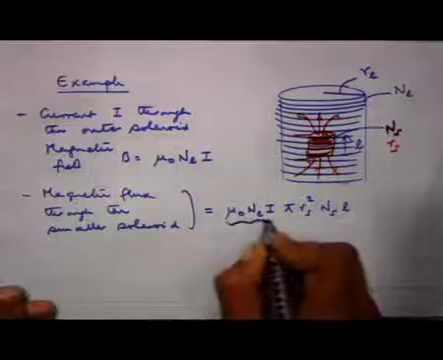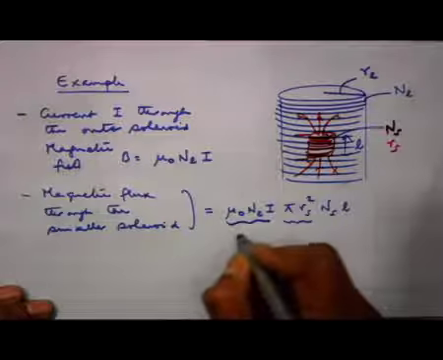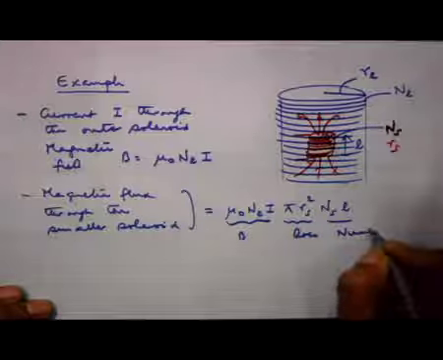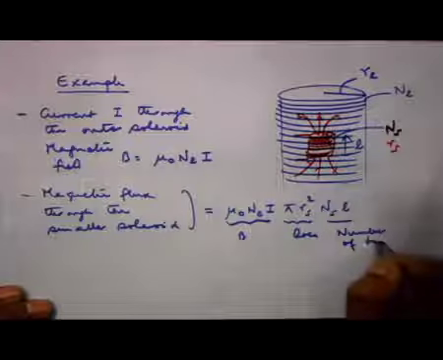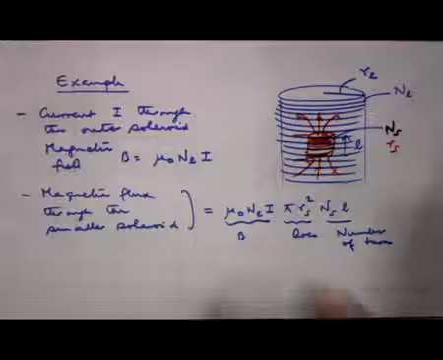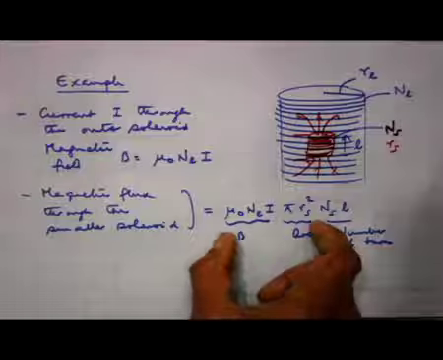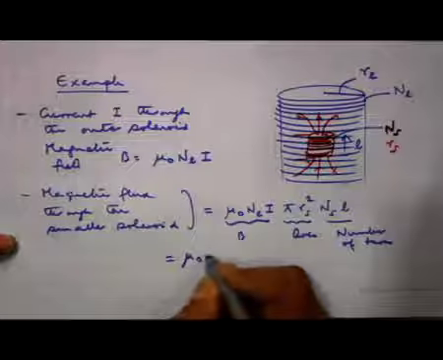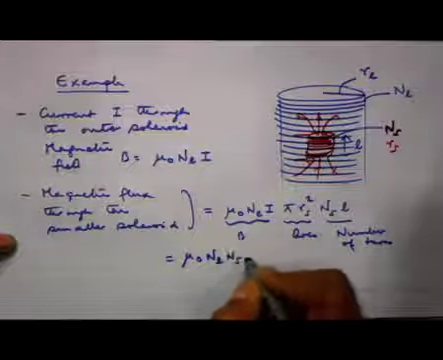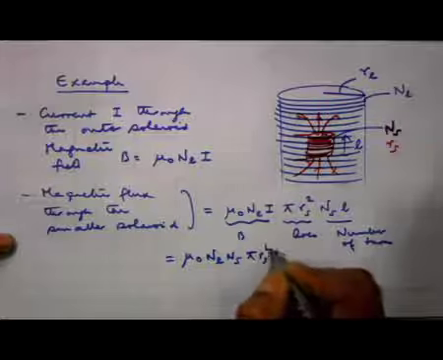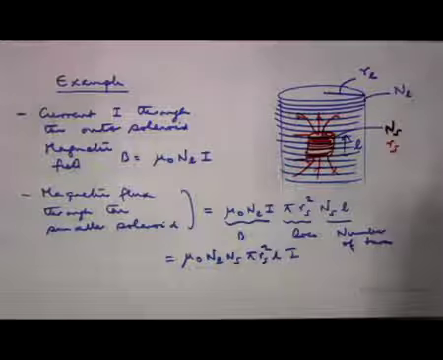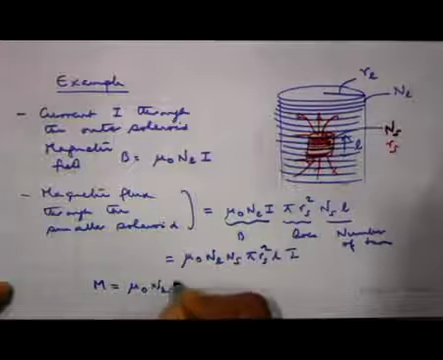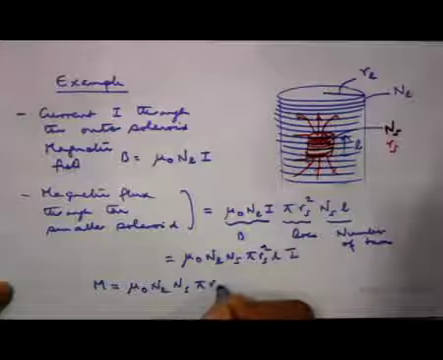So, this is the magnetic field, that is the area, and the number of turns, total number of turns. Please remember that this flux is per turn and there are so many turns. So, this is equal to mu naught NL NS pi RS square into L into I. So, I get an expression for mutual inductance between these two, M is equal to mu naught NL NS pi RS square.